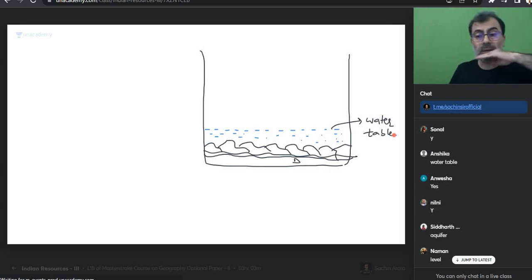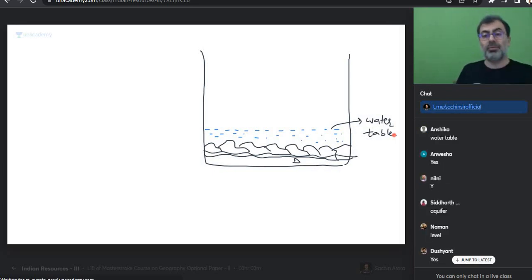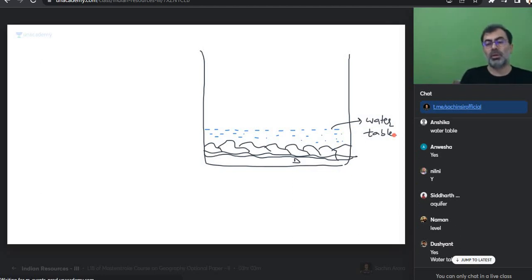And this is not fixed. Aquifer, learn it. The layer is the water table. The place where water gets stored is called an aquifer. An aquifer is a geological formation in which groundwater is stored. But the level of groundwater is called water table.